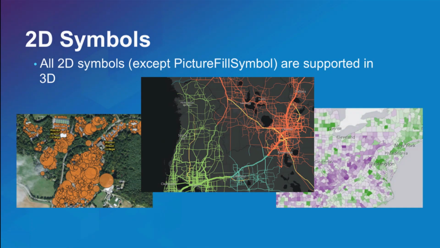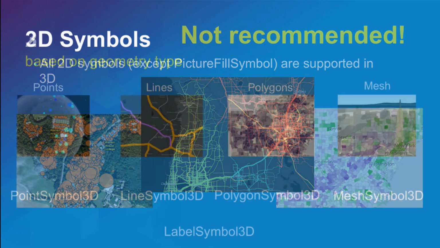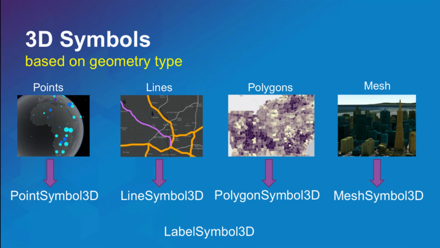All right, so let's talk about symbols. If you're familiar with 2D visualization, these symbols will look familiar to you. There's the simple marker symbol, simple line symbol, and simple fill symbol. All those are supported in 3D with the exception of picture fill symbol. However, we don't recommend that you use them because we have these other 3D symbol types that Joe was just talking about. They're designed specifically for 3D scenes. So these are the symbol types.